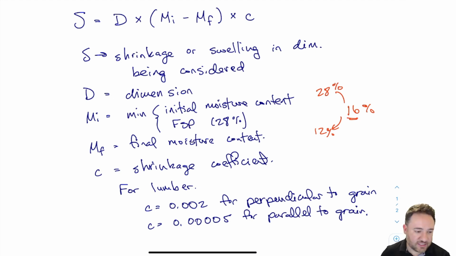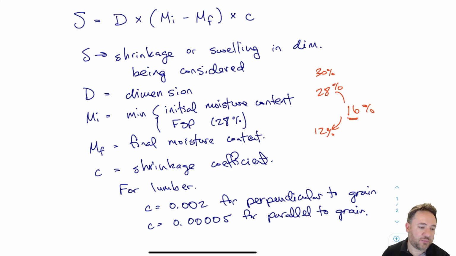So 16 is the number that I have to put if that was the case for 28 to 12. Now if I had 30 and I went down to 12, if I had 30% here as my initial and then I changed it to 12, my change in moisture content is still going to be 16 for the purposes of this equation. Why?